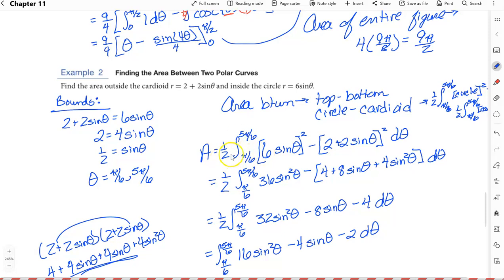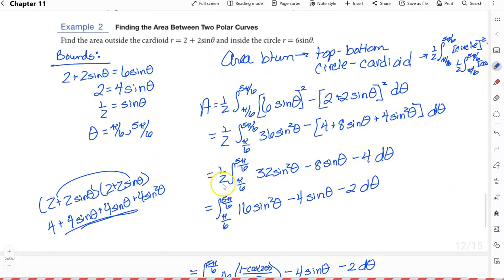So I have 1/2 times the integral from pi over 6 to 5 pi over 6. So it's going to be 6 sine squared, which is 36 sine squared, minus the cardioid, which is 2 plus 2 sine theta squared, which is 4 plus 8 sine plus 4 sine squared. So when I distribute that negative here and combine like terms, I'm going to have 36 sine squared minus 4 sine squared, which is a 32 sine squared. And then I'm going to have a minus 8 sine and a minus 4.